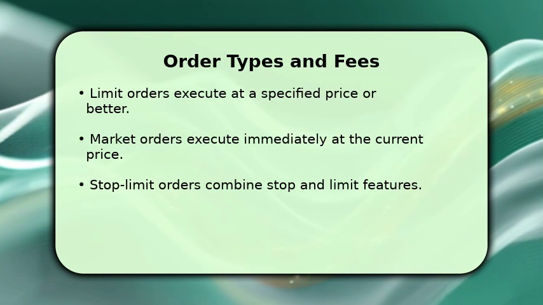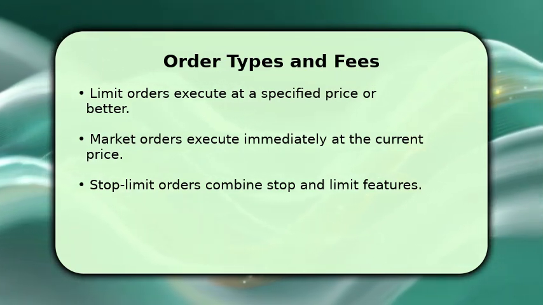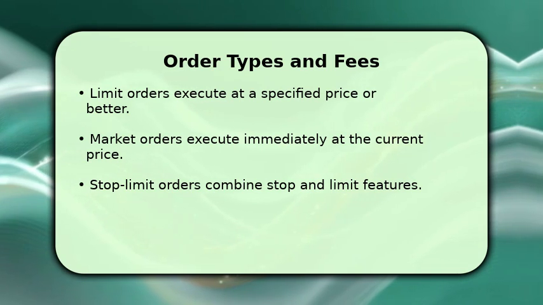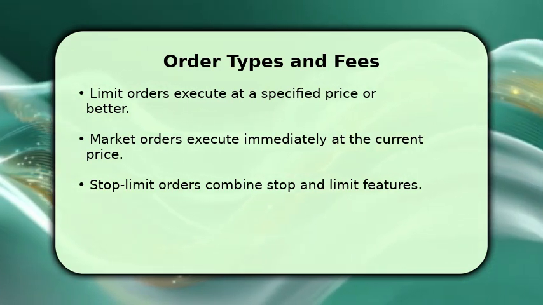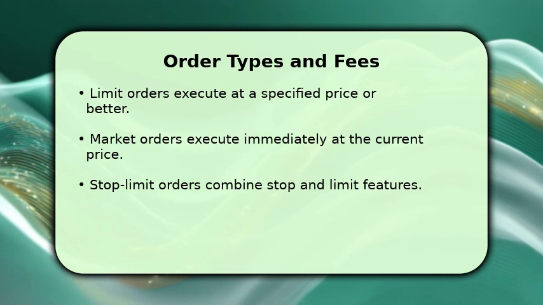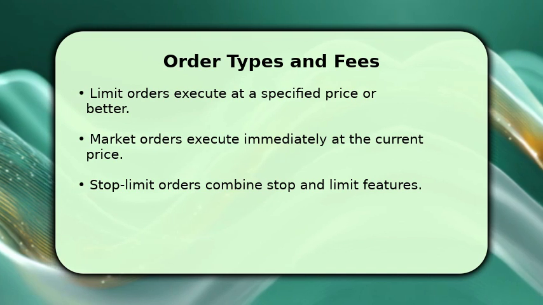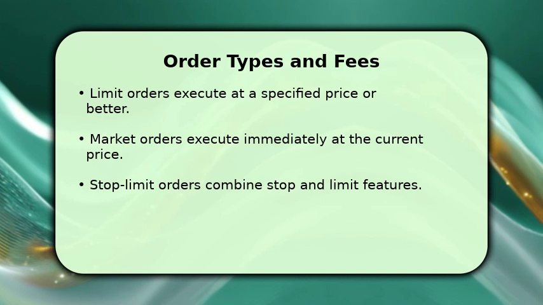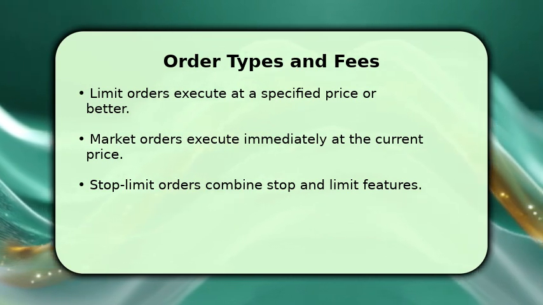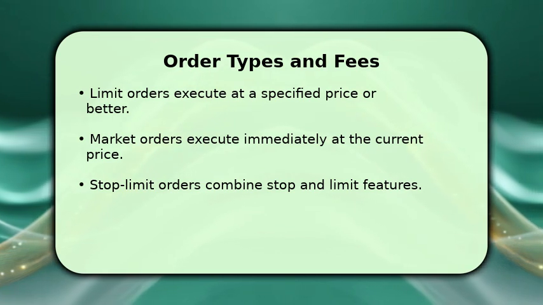Understanding order types is key. A limit order lets you set your desired buy or sell price, executing only when that price is met or better. Market orders, on the other hand, execute instantly at the current market price. There are also more advanced options like stop limit orders. Remember that trading platforms like Huobi typically charge a small trading fee, often around 0.2% for each transaction.